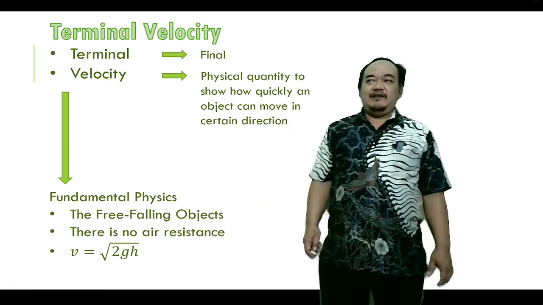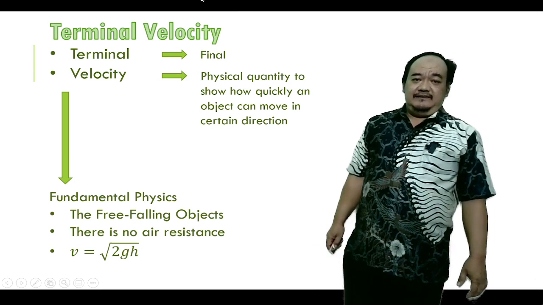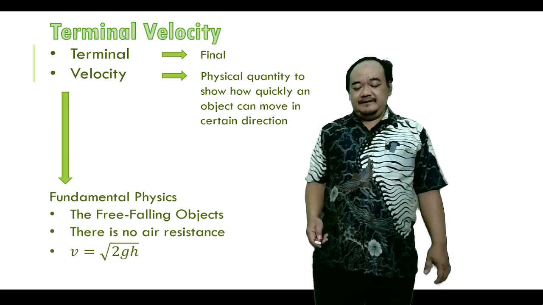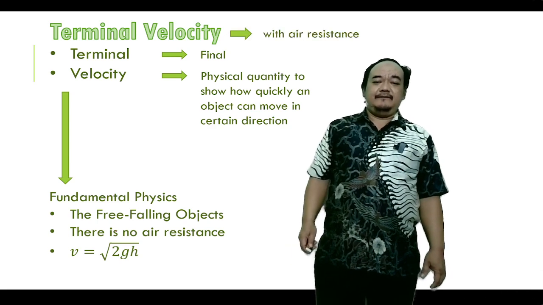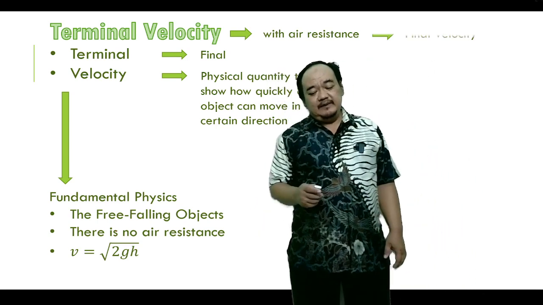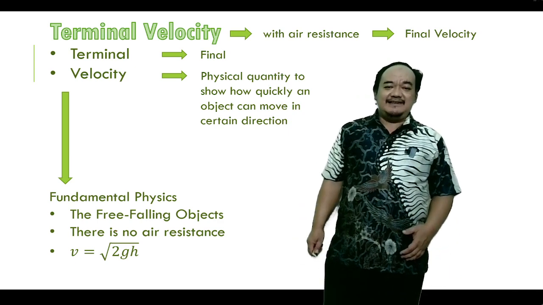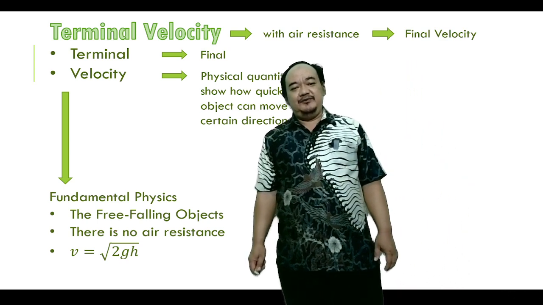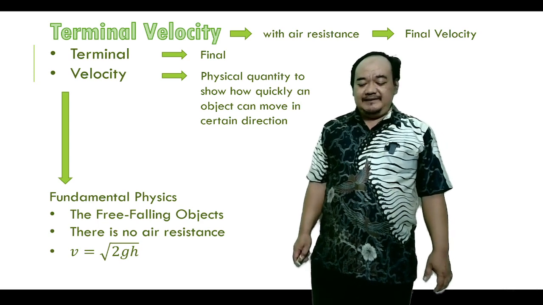Now let's move to our main topic, the terminal velocity. In terminal velocity, the air resistance is embraced. Now the consequence is the falling object will reach the constant velocity or final velocity, and we say it as the terminal velocity.